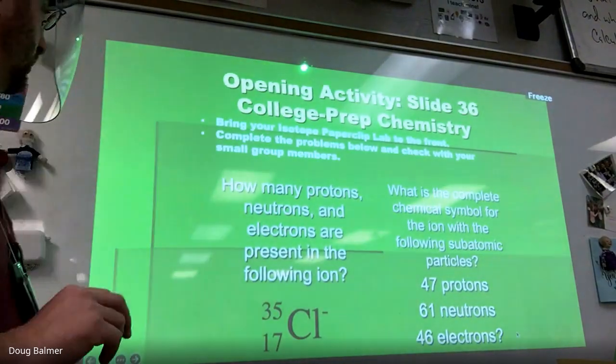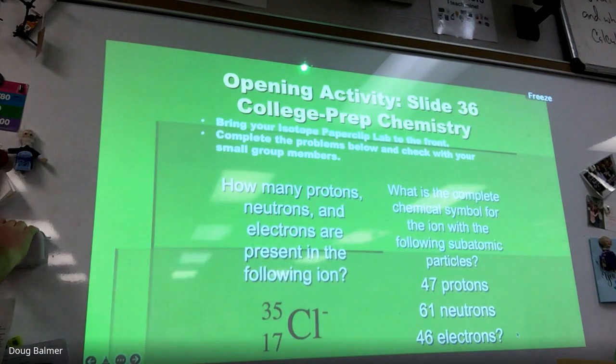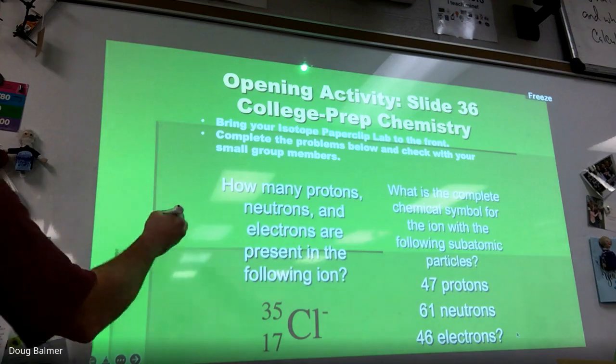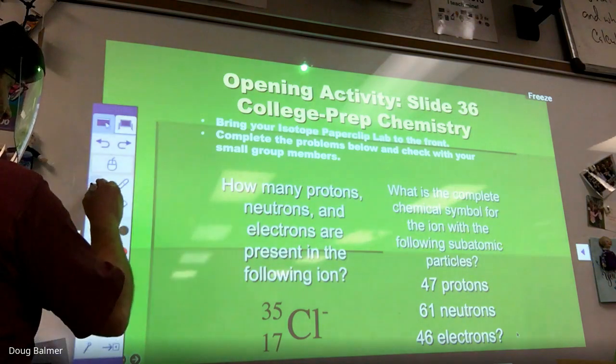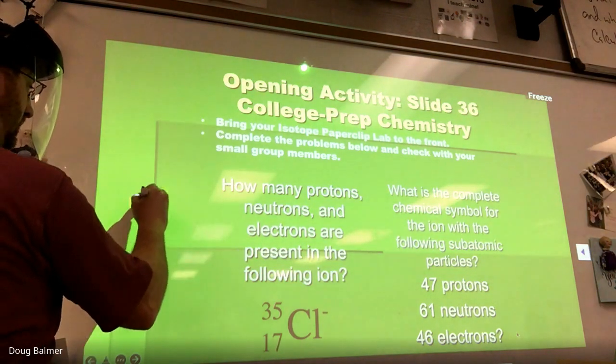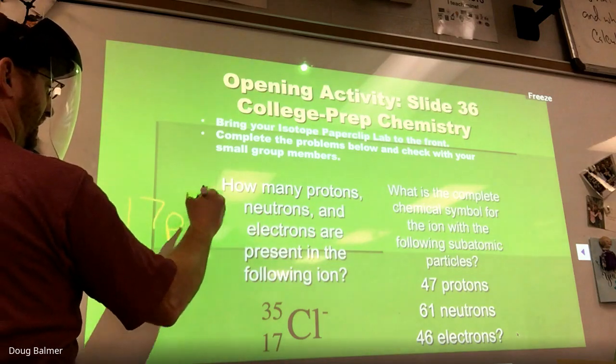All right, group 1. Which subatomic particle would you like to come up with? Yeah, that's the easy one. So how many protons? 17. It's the bottom left-hand corner. Periodic table says so. It has to be 17 protons. So we'll go with 17 P for protons with a positive charge.